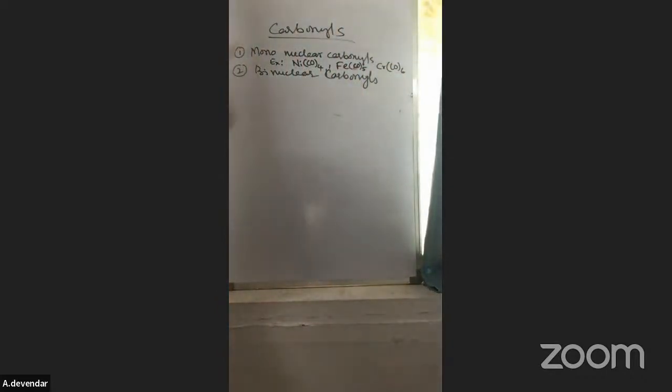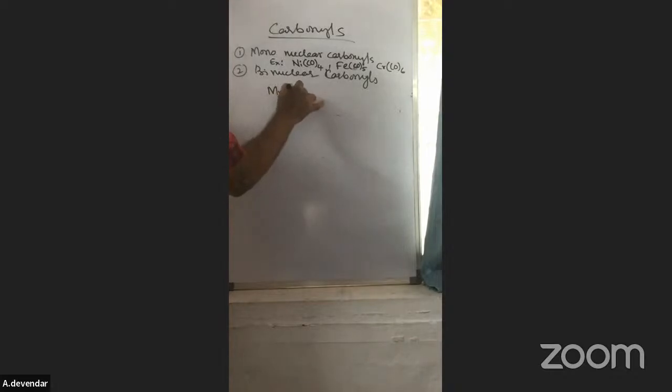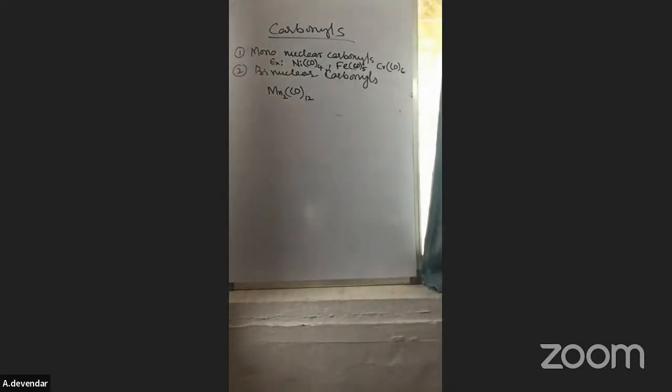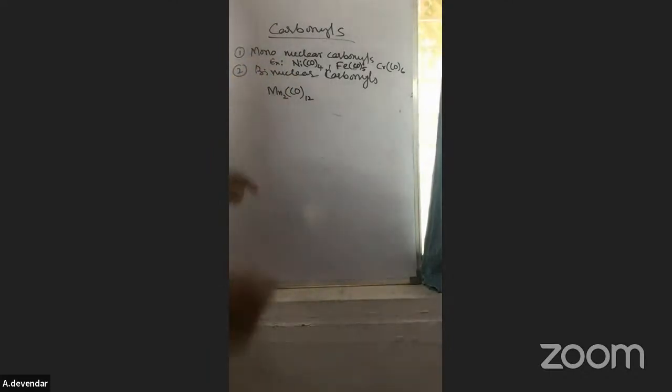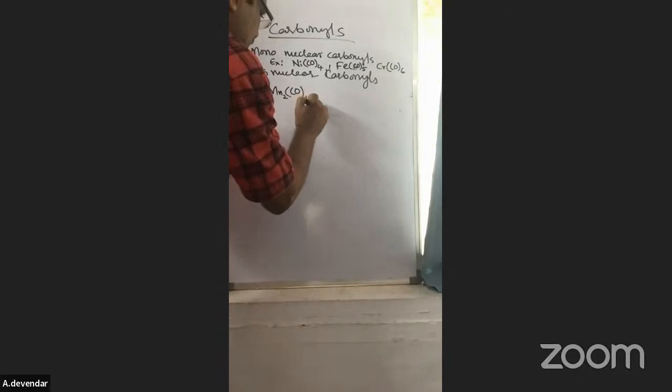Please remember, it is also asked in multiple choice questions: identify which is mono and which is bi. To remember easily, mono means only a single metal is present. Bi means two metals, for example manganese Mn2(CO)10. See, two metals are there. This is called binuclear. Mn2(CO)10 has ten carbonyls.